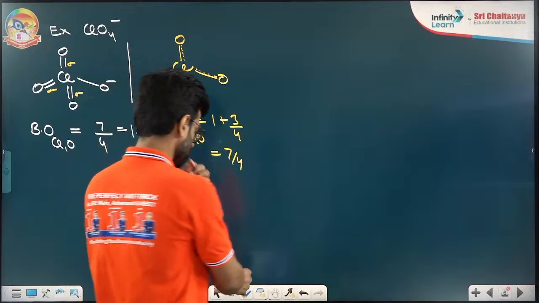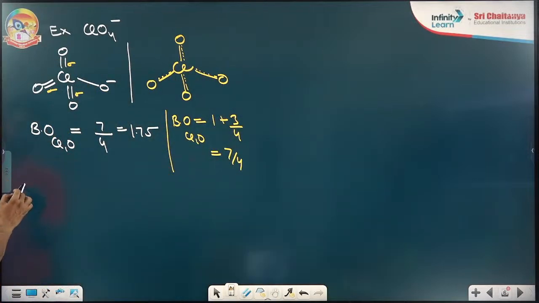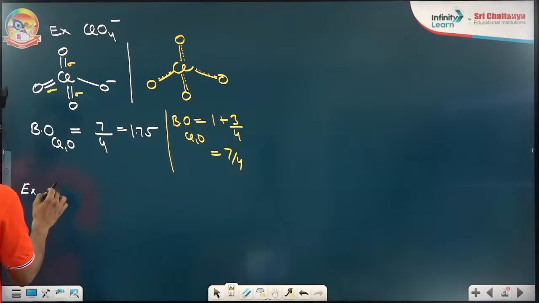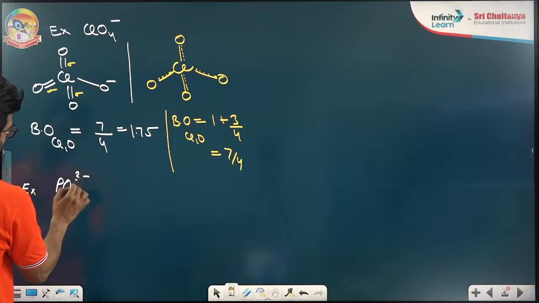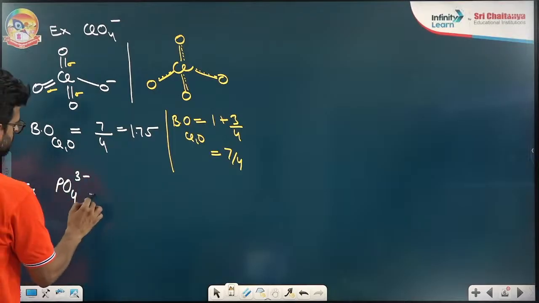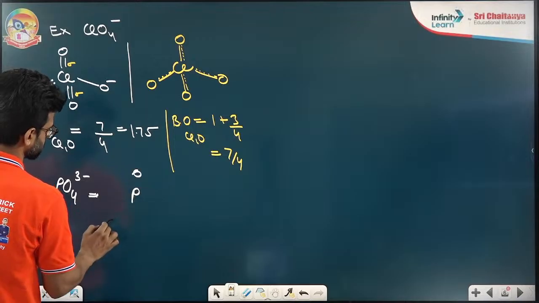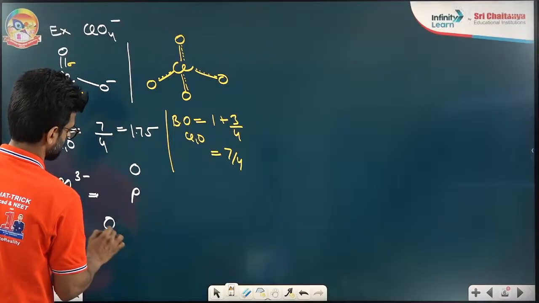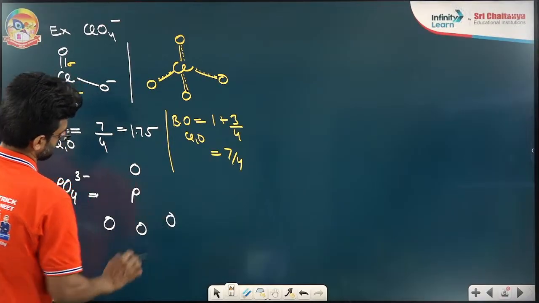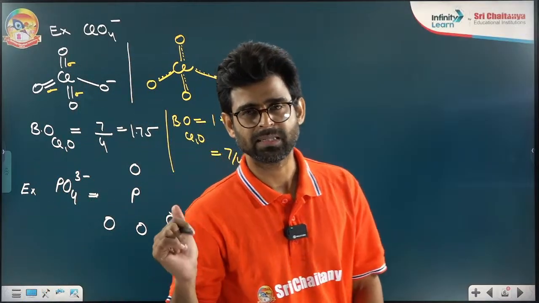One more, beta. One more you can try this way. Example I am saying, it's phosphate ion, PO4 3 negative. We are having PO4 3 negative. So please, phosphate. Very easy. It's phosphate, right? But think about it. Make the structure and think about it.